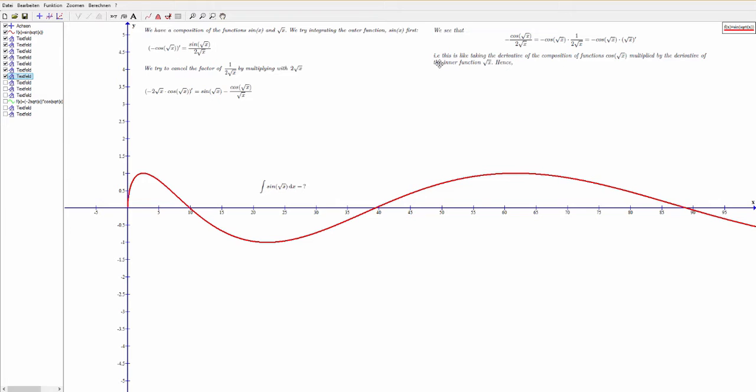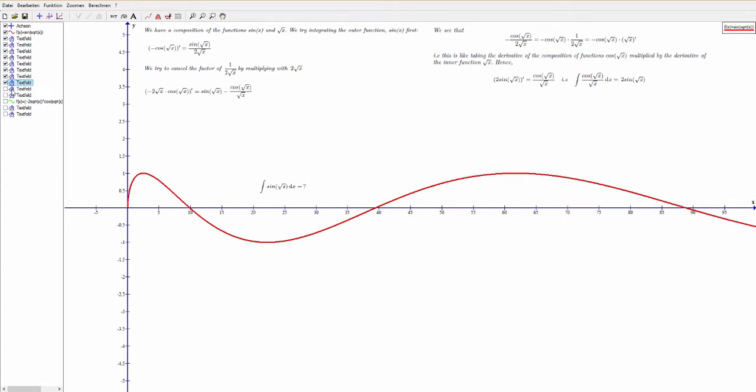Again, for a recap, this is like taking the derivative of the composition of the functions cosine of square root of x multiplied by the derivative of the inner function, square root of x. Because of this, we see that 2 times the sine of the square root of x prime is just cosine of square root of x divided by square root of x. Or the integral of cosine of square root of x divided by square root of x dx is just 2 sine of square root of x. All you have to do is integrate the outer function. The integral of the cosine is the sine.